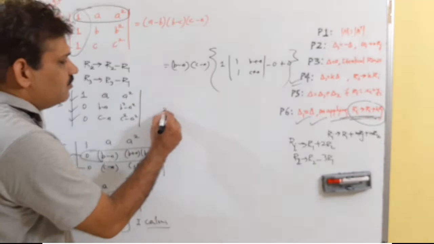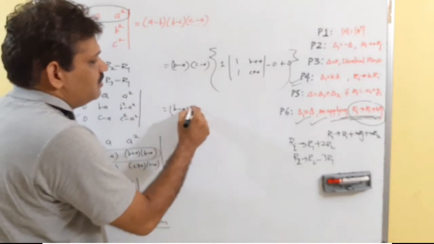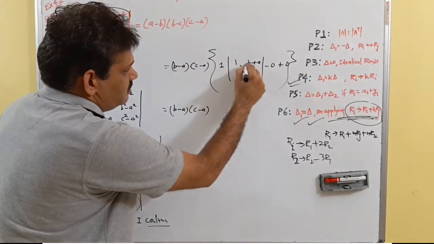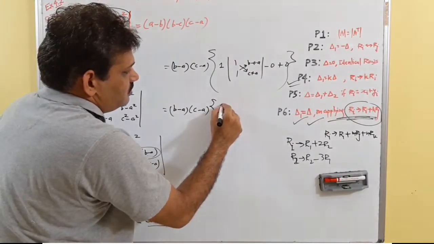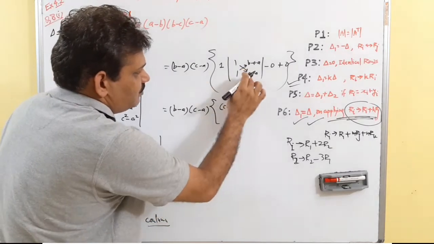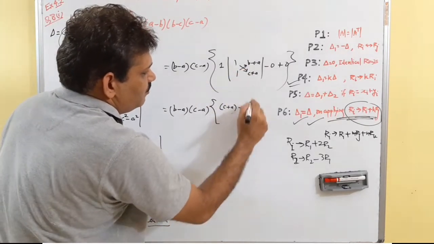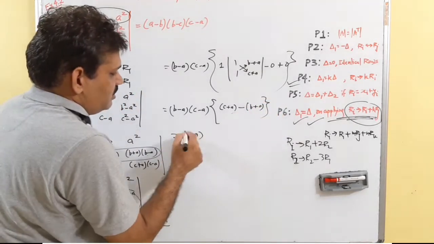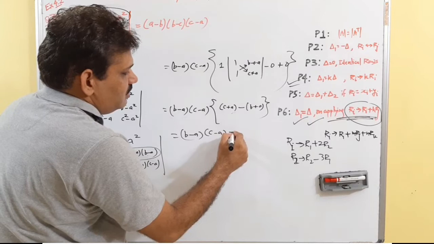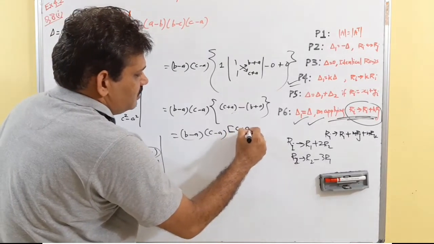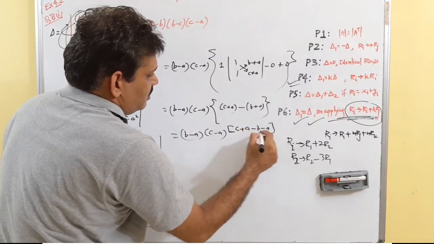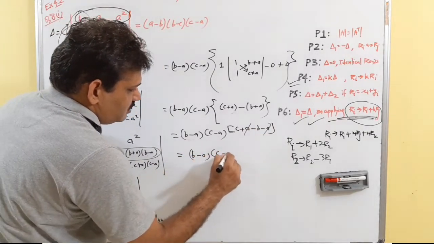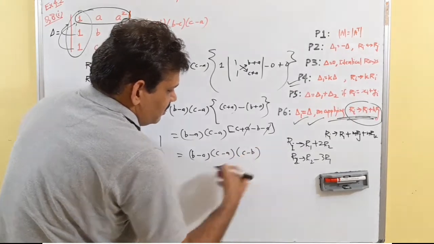Now what is the result? B minus A, C minus A, into this: 1 into C plus A is C plus A, minus 1 into B plus A. That gives me B minus A into C minus A into C plus A minus B minus A. So A is cancelled out. This gives me B minus A, C minus A, C minus B.